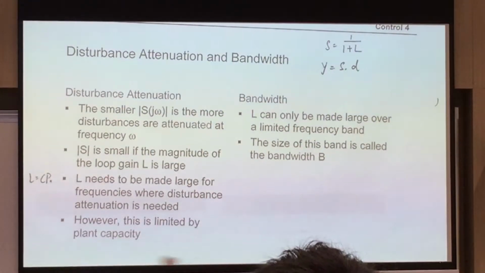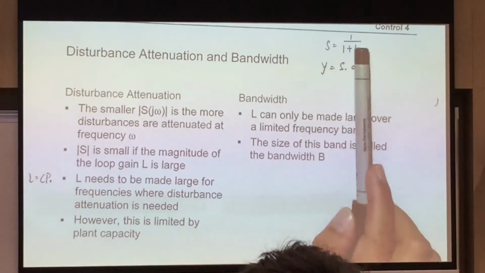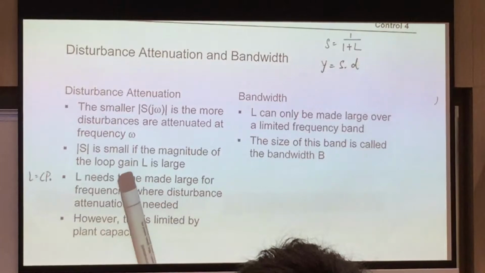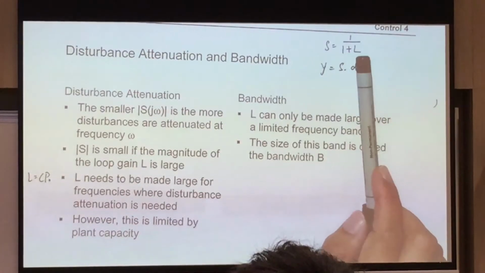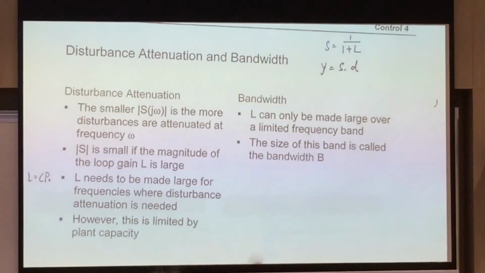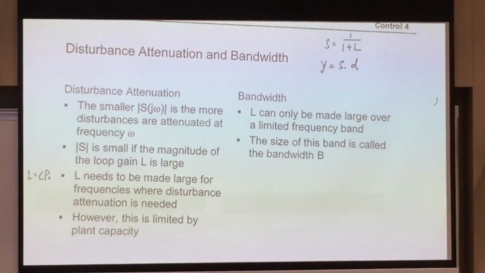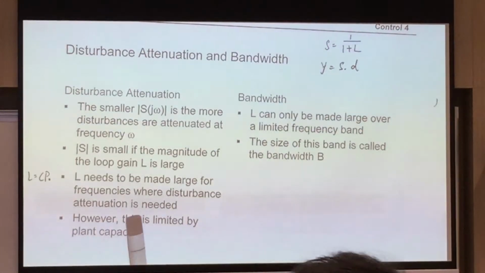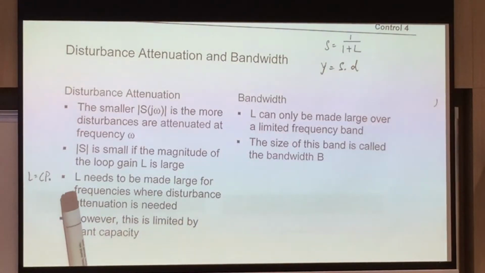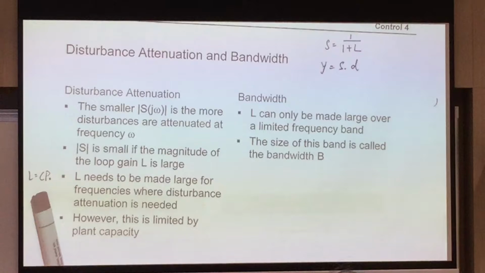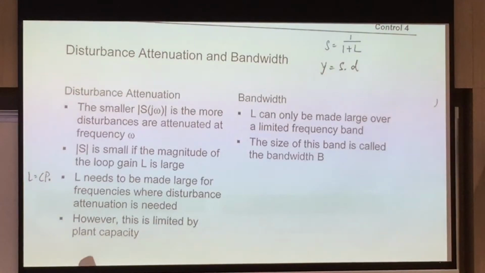Okay? And how do you keep S small? Because S is 1 over 1 plus L, S is small if L is large. Okay, very obvious. So it tells you that in those frequency regions where you need disturbance attenuation, where you need to eliminate disturbance, you need to make L very large. Because L is C times P naught, in those regions you need to make the controller gain very large. Okay, however, this is limited by plant capacity.